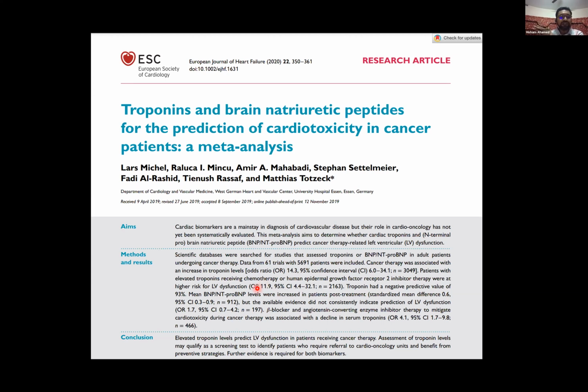And if you look at the mean BNP and the NT-proBNP, you could see that the available evidence also clearly seemed to indicate that it had a significant role to play in identifying patients who may go on to develop cardiotoxicity from therapy. So assessment of troponin levels may qualify as a screening test, and troponins performed much better than BNP in this regard.